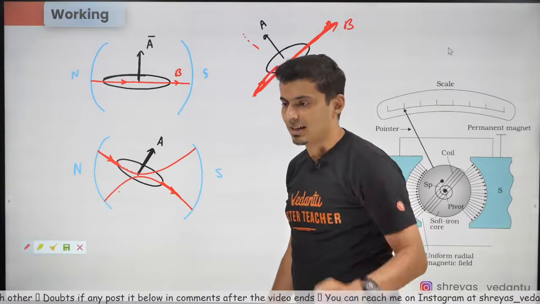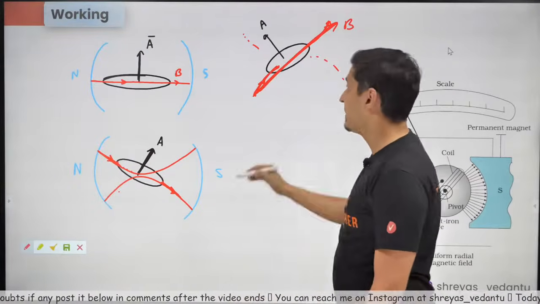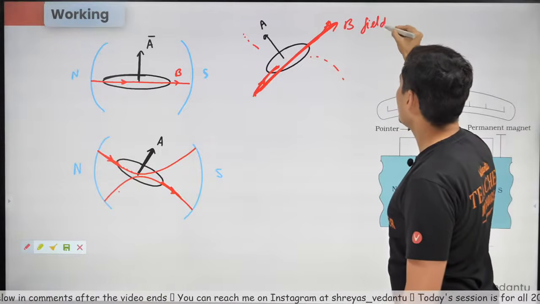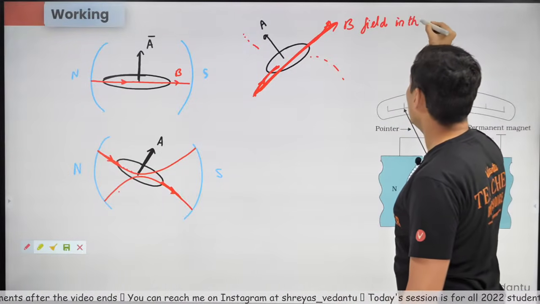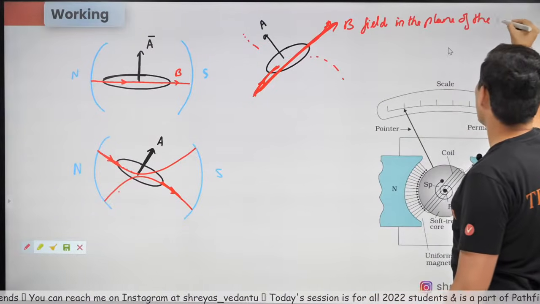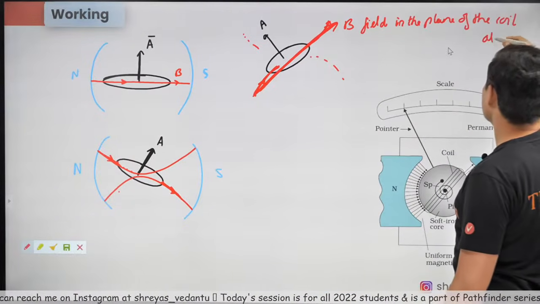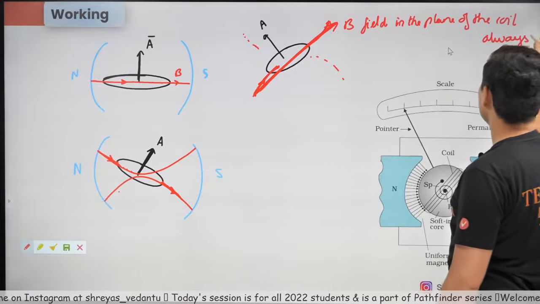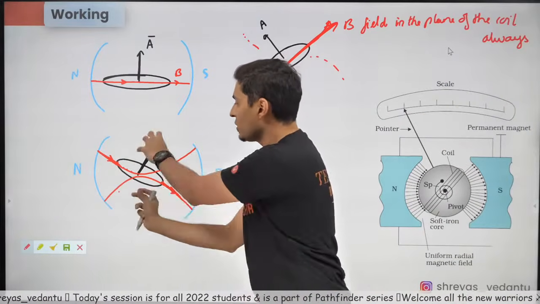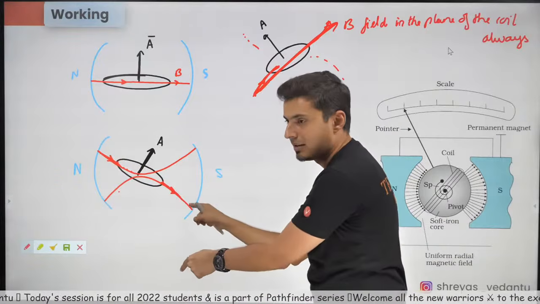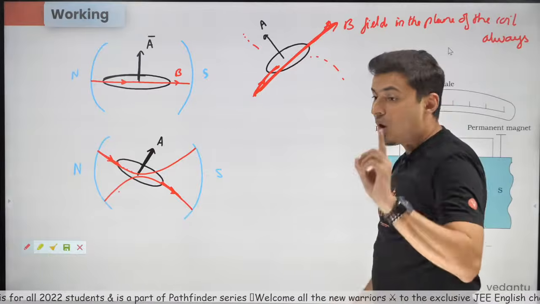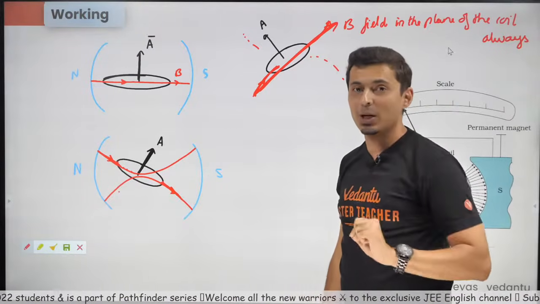Are you able to see that? Are you able to see that, my warriors? There is a B field in the plane of the coil always, no matter which orientation you take. If you take this orientation, there is a field line here. If you take this orientation, there is this field line over here. If you take this orientation, you can see there is a field line over here. Always there is a field line in the plane of the coil.